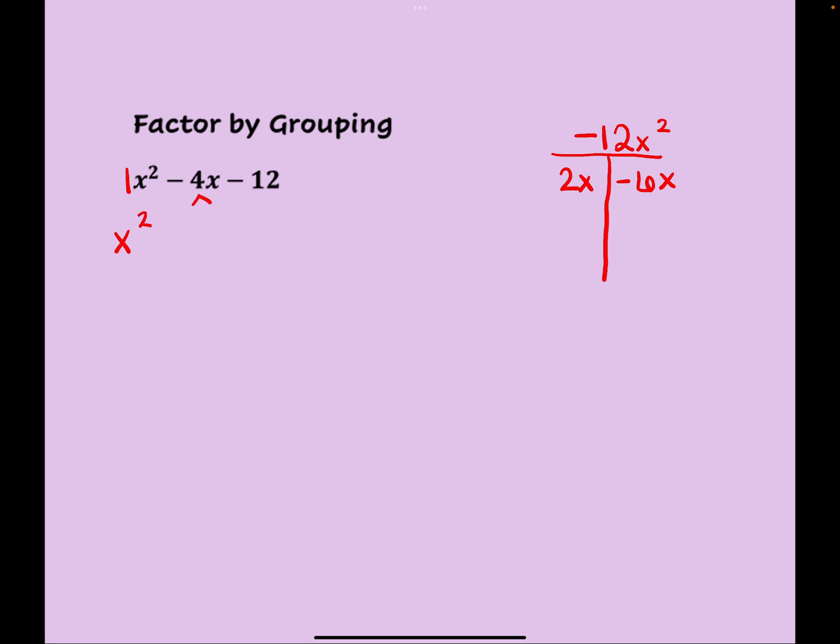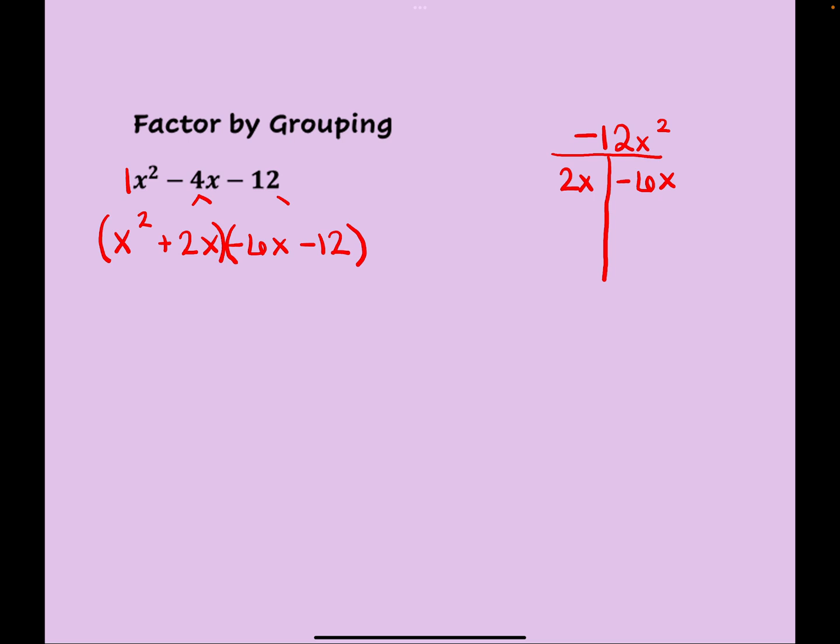Negative 4x, I'm going to break it up into positive 2x, negative 6x, and then I'm going to bring back the negative 12. Okay? So now instead of having 3 terms, we have 4 terms. Same 4 terms that we had inside the boxes before. Now when I'm looking at these 4 terms, I'm going to group together the first 2, and I'm going to group together the last 2. Hence why they call it grouping.